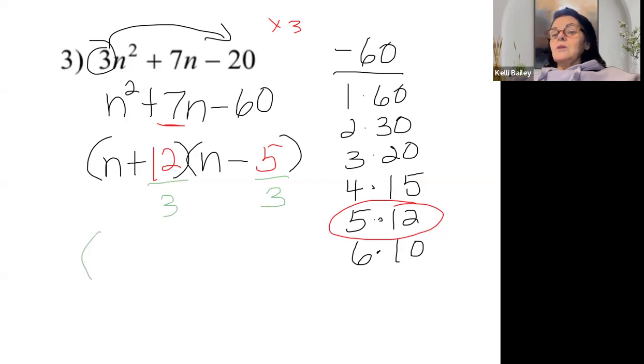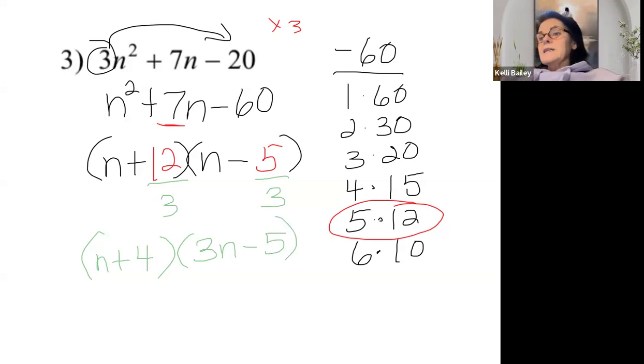And my new little binomials down here, they're binomials because they got 2 terms, like a bicycle has 2 tires. I got n plus 12 divided by 3 is 4. And then 5 divided by 3 gives me a decimal, so I can't do it. I have to put the 3 in front. 3n minus 5. All righty.